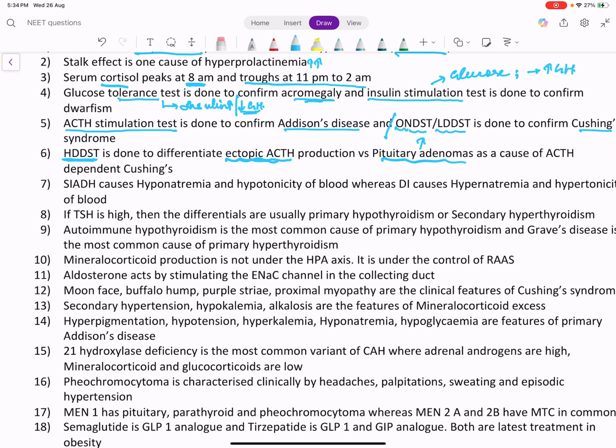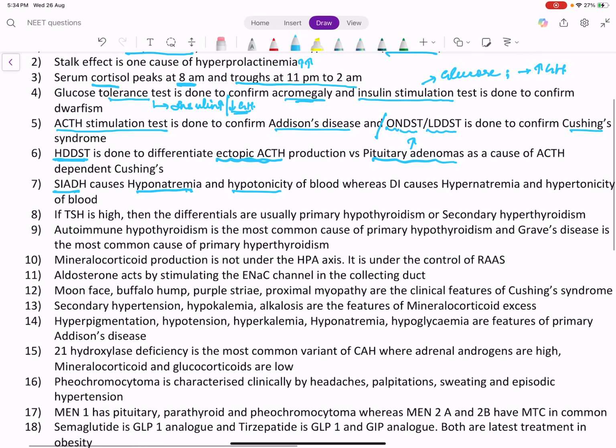Syndrome of inappropriate excess anti-diuretic hormone, SIADH, causes hyponatremia because excess antidiuretic hormone reabsorbs more water through the aquaporin channels and it dilutes the blood, leading to hyponatremia. So hyponatremia and hypotonicity of the blood.